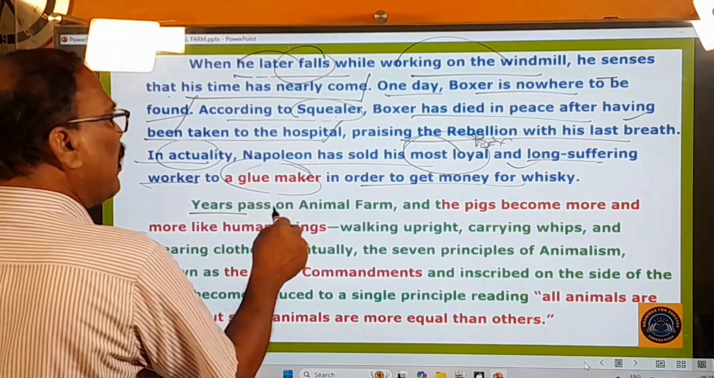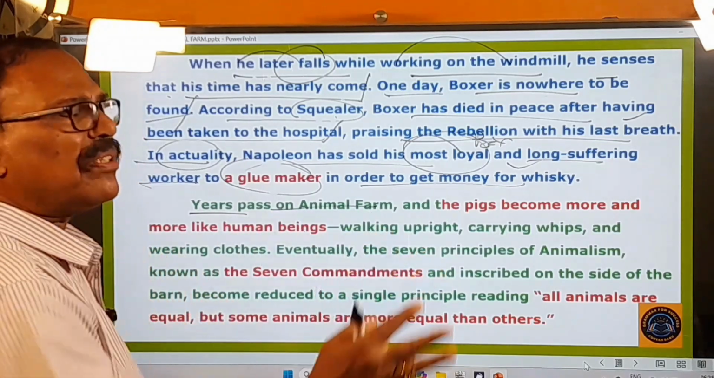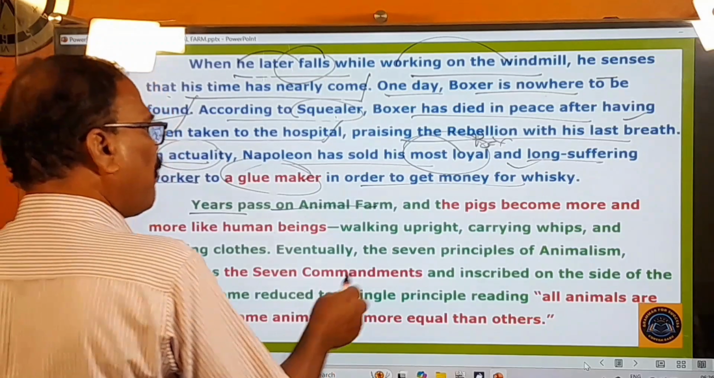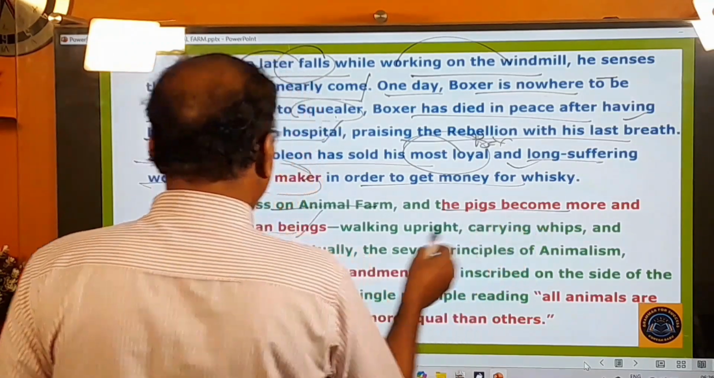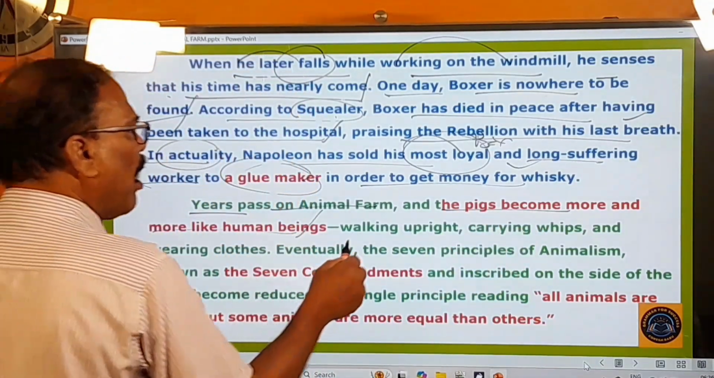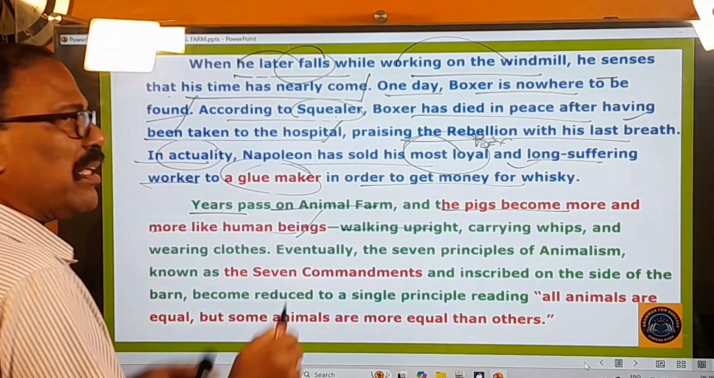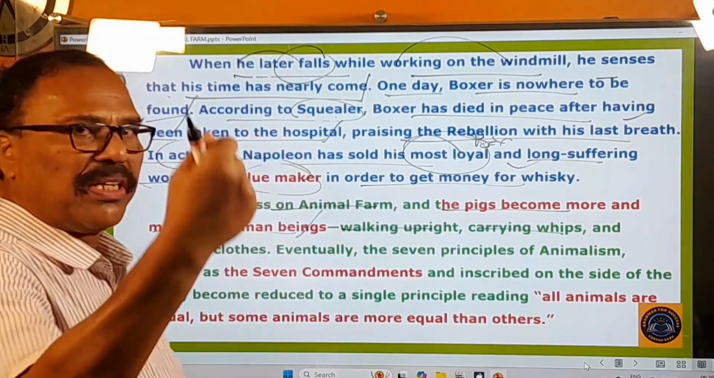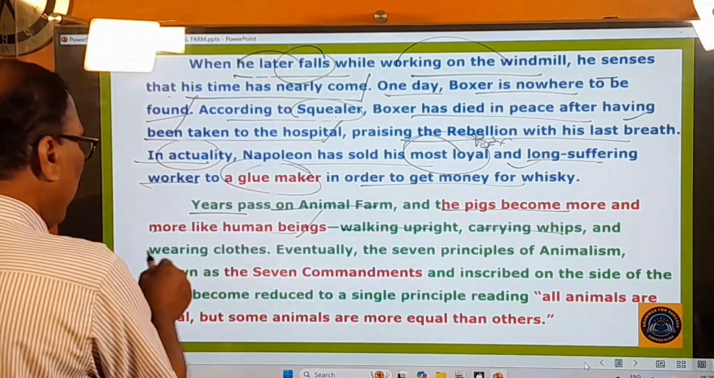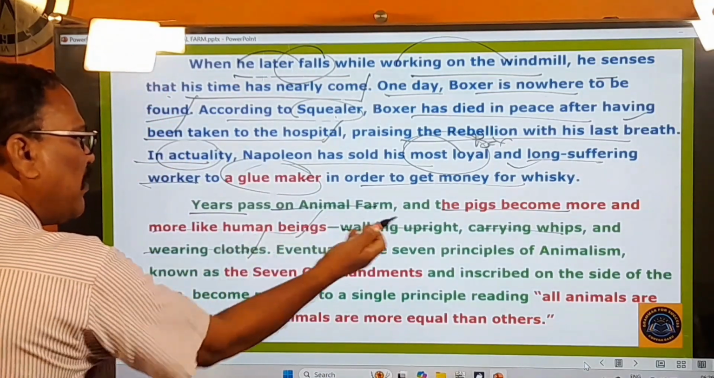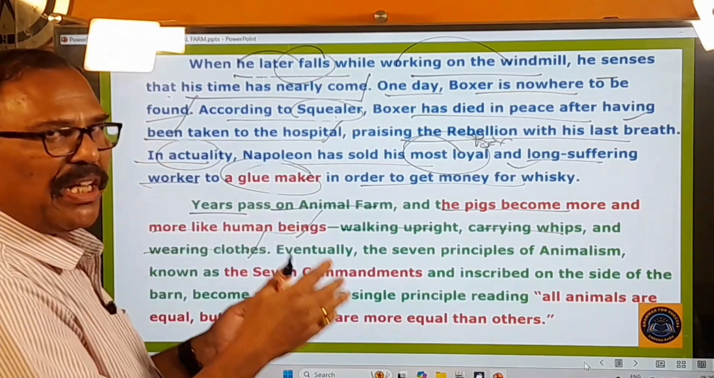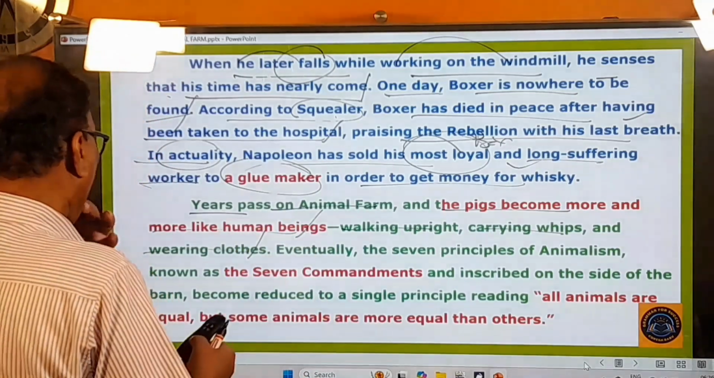Years pass on Animal Farm. So after that, several years have passed by on Animal Farm, and the pigs become more and more like human beings, walking upright. They started walking straight and like human beings, carrying whips. They also started carrying whips and all that, and wearing clothes. These are all the activities to be done by the human beings. So therefore, they are also behaving like human beings.